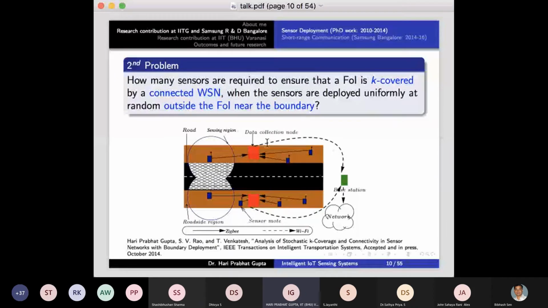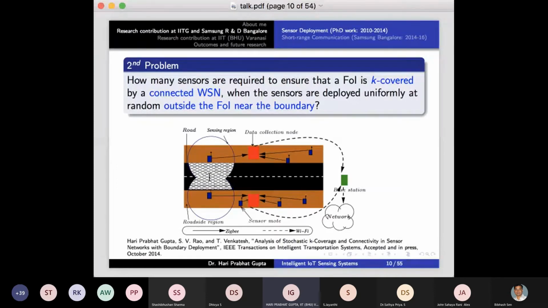The second problem is also interesting. In some scenarios we are not able to deploy the sensor inside the field of interest. For example, this black color indicates a road, some traffic road where vehicles are moving here and there, and this brown color is the footpath of the road, that means the area nearby the road. We are not able to deploy sensors on the road, but we can deploy them nearby. But when we deploy the sensor nearby the road, its sensing region is not completely useful. Only this denser sensing region is useful for monitoring or coverage.